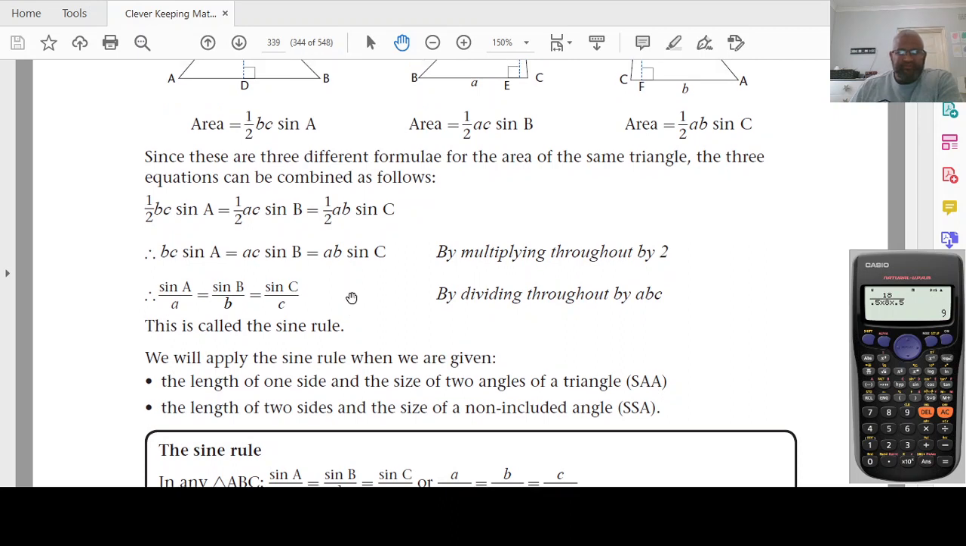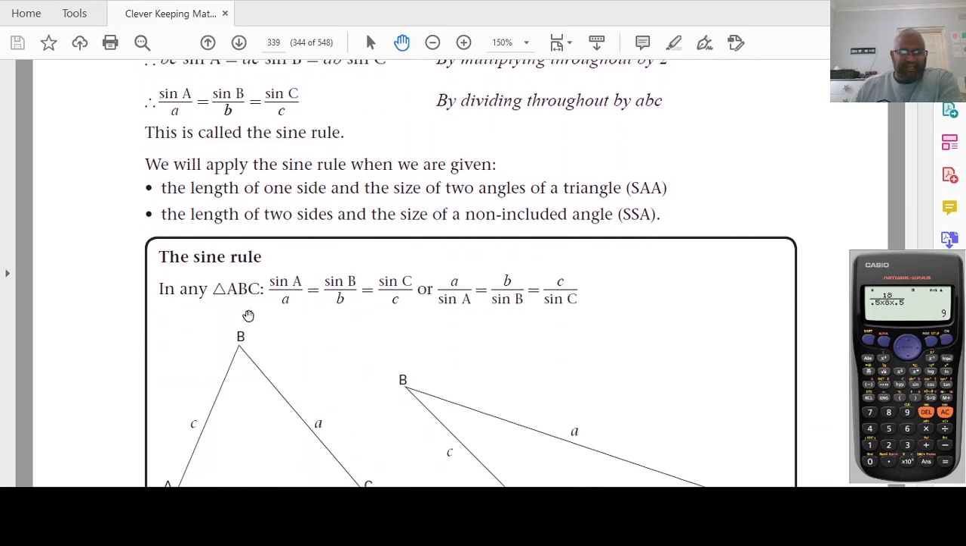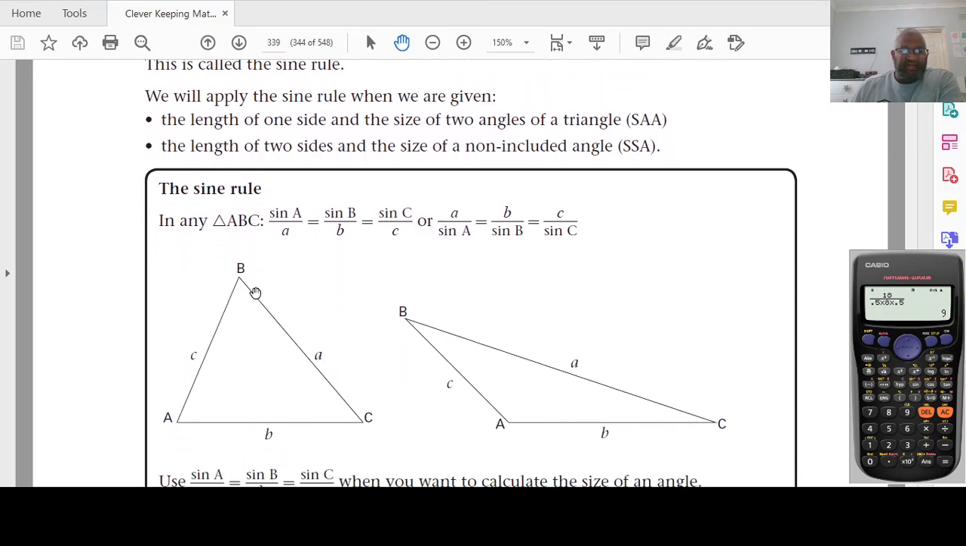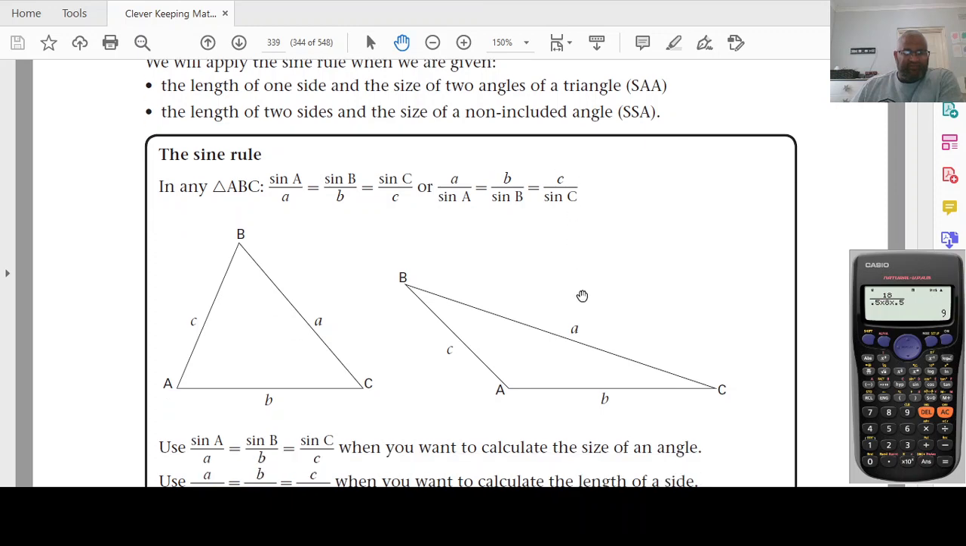To apply the sine rule in any triangle ABC, the sine rule states that sine of A over a is equal to sine of B over b, which is equal to sine of C over c. This is coming from that proof. Or I can take its reciprocal: a over sine A is equal to b over sine B is equal to c over sine C. Very importantly, if you're going with angles on top, angles will stay on top throughout. Otherwise, if you go with the lengths on top, it will be the lengths on top throughout.